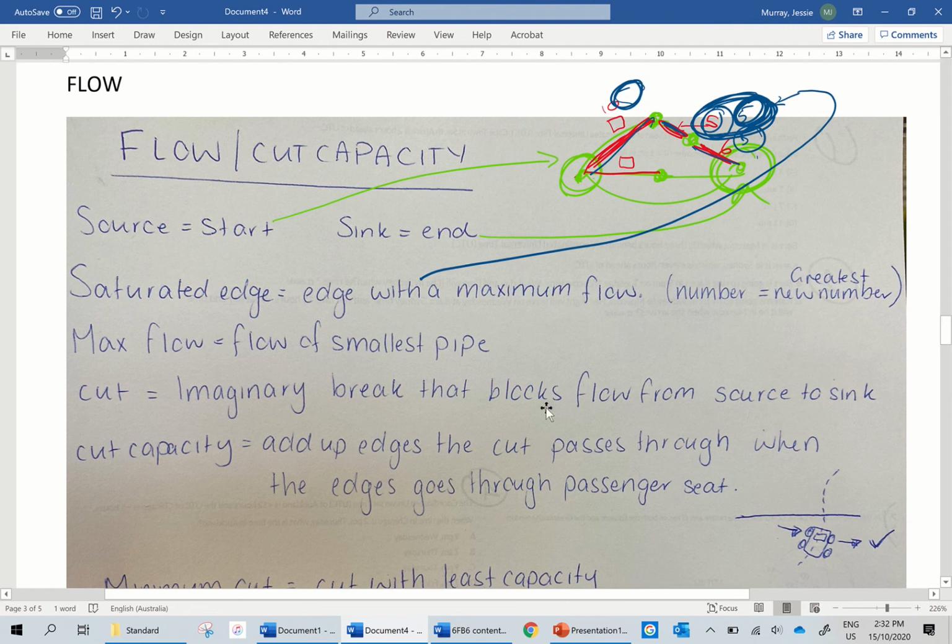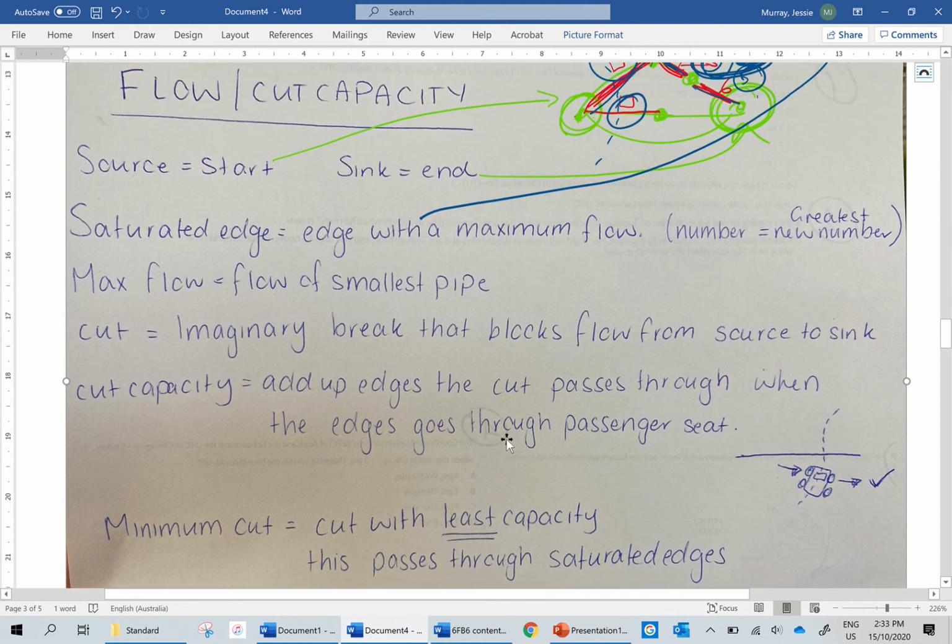So maximum flow, it's the flow of the smallest pipe. So the maximum flow for that entire sequence there was 5 because it was the flow of the smallest pipe. We can do cuts. Cuts are imaginary lines that would disconnect all flow of water or cars, whatever we're talking about, from the source and the sink. So it's one cut. You want to try and cut through the least amount of pipes as possible, but still manage to get all water restricted. So a cut capacity is basically the addition of the edges that the cut passes through. Okay.